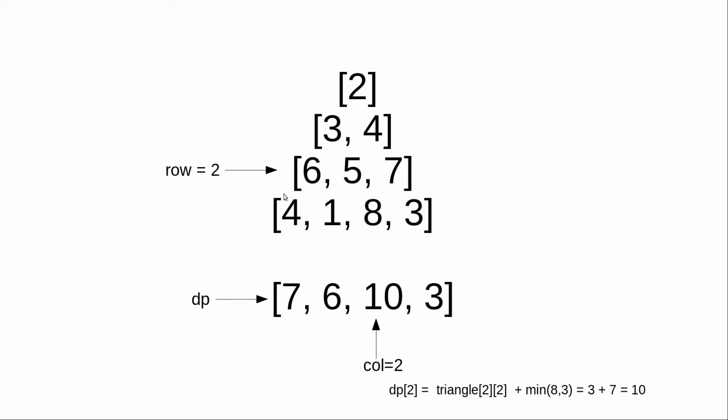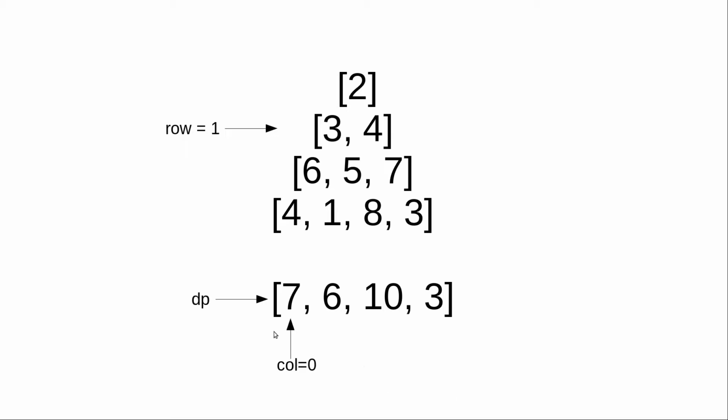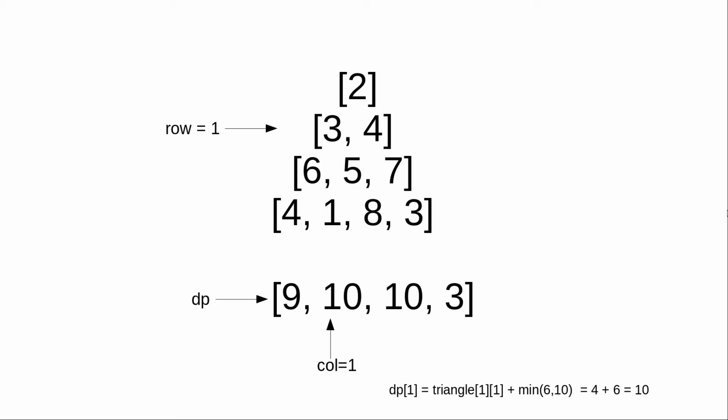Now we'll move to row 1 and move to column 0. So we'll see the computation again. dp of 0 will be triangle of 1 0, which is 3 in this case, plus minimum of 7 and 6, which is 6, and we get 9. And we'll move to column 1. Now dp of 1 will be equal to triangle of 1 1, which is 4, plus minimum of 6 and 10, so it's 6, so we get 10. Now after this, row 1 has two columns, 0 and 1, so we are already at column 1.